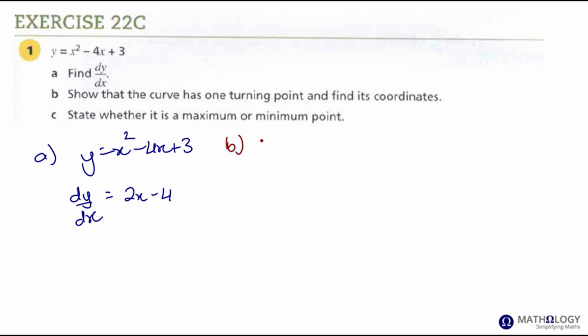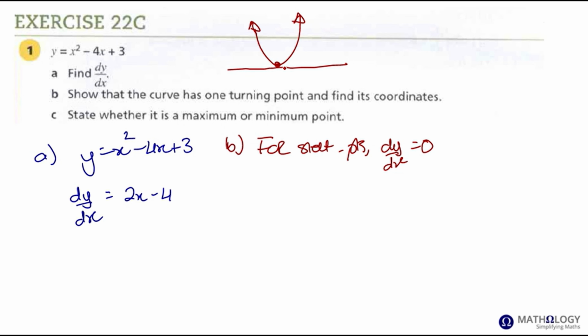Now for stationary points, the derivative function dy dx always equals 0. And the reason that dy dx equals 0 for stationary points, if we just consider any curve, this is a quadratic, so the quadratic is going to be shaping up. Now, regardless of what the function looks like, at the turning point of a curve, if we draw a tangent at the turning point, it is a horizontal line, and the gradient of a horizontal line is always 0.